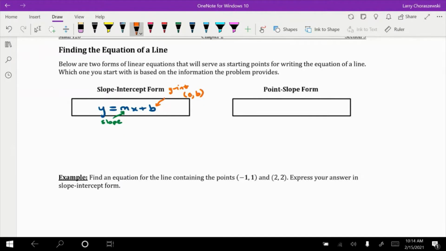So slope-intercept form is super helpful to have if you're asked to graph the line, because your y-intercept serves as a point, and then your m is obviously your slope. So we could apply the technique that we just did at the very bottom of the last page in order to graph a line that's in slope-intercept form.